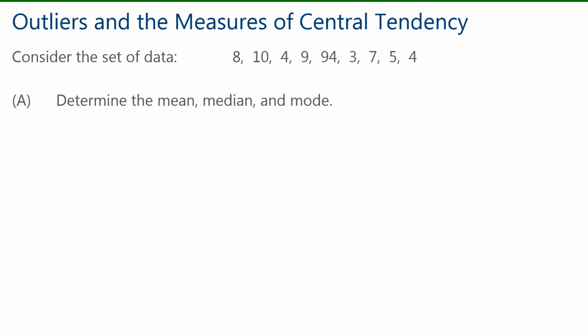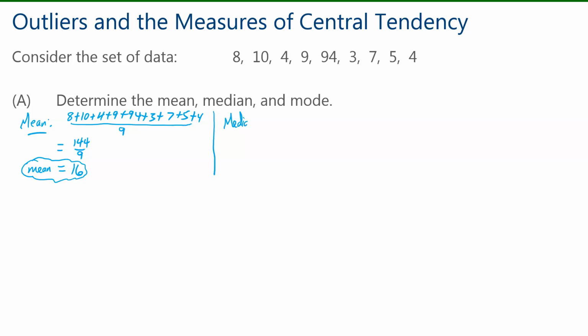In A, we will first of all determine the mean, median, and mode for the data set as it's given. Mean, we add up our data values, 8, 10, 4, 9, 94, 3, 7, 5, and 4. What will we divide by? We will divide by 9. There are 9 data values in our set. When we add those values in the numerator, we get 144, and 144 divided by 9 is exactly 16. Our mean equals 16.